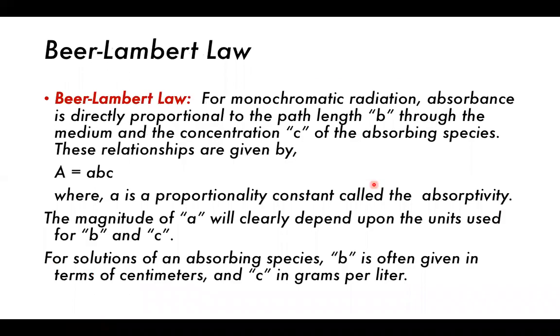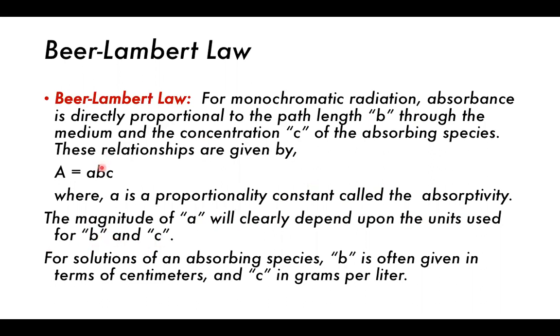Okay, so the Beer-Lambert law is fundamental to all of this. For monochromatic radiation, absorbance is directly proportional to the path length b through the medium and the concentration c of the absorbing species. These relationships are given by A equals abc, where a is the proportionality constant called the absorptivity, and is usually given the letter epsilon. The magnitude of a will clearly depend upon the units used for b and c.